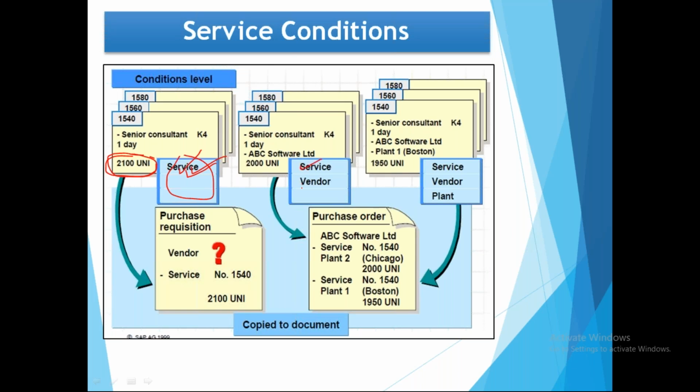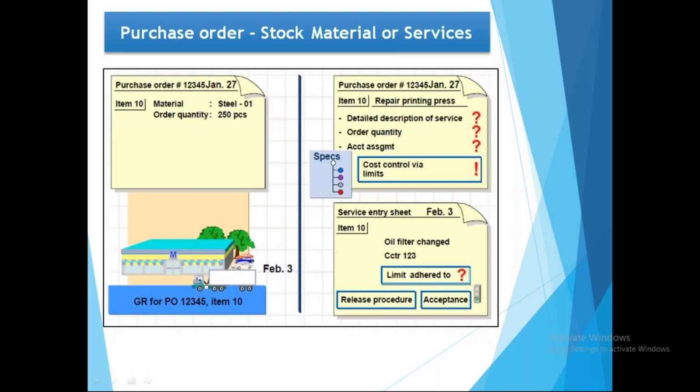Or you can maintain it at service and vendor level combination, or you can maintain it at service, vendor and plant combination. According to that, when you create the PO, the system will copy the respective price into the PO. So these are called service conditions. Service conditions are nothing but prices, okay.